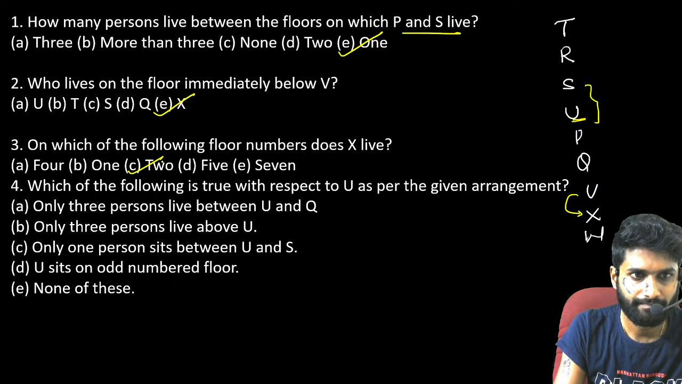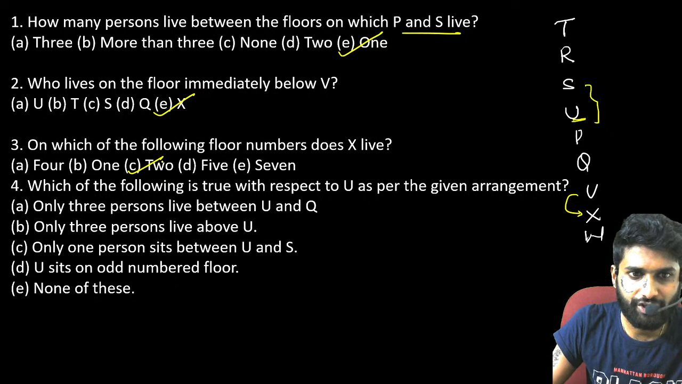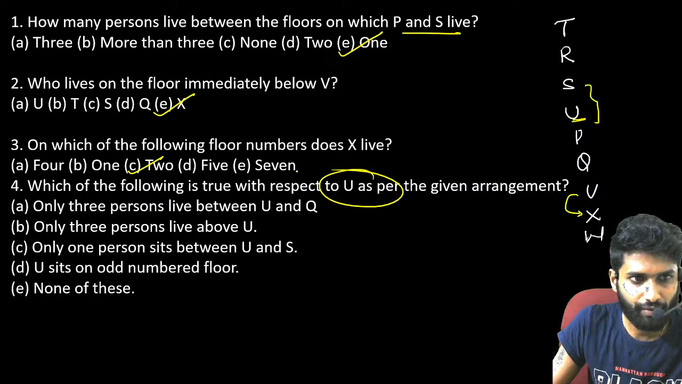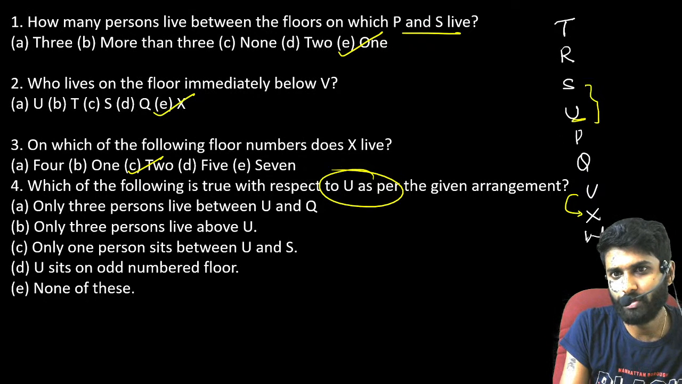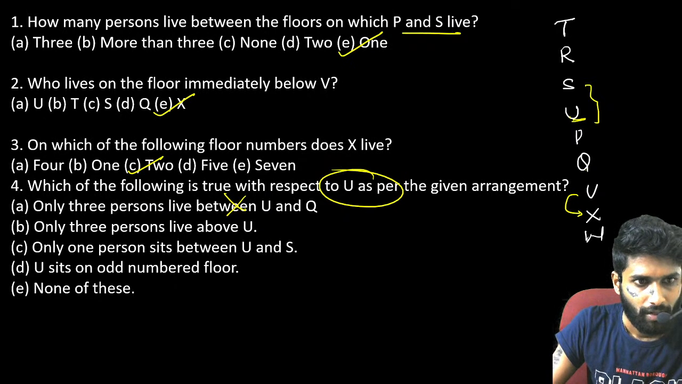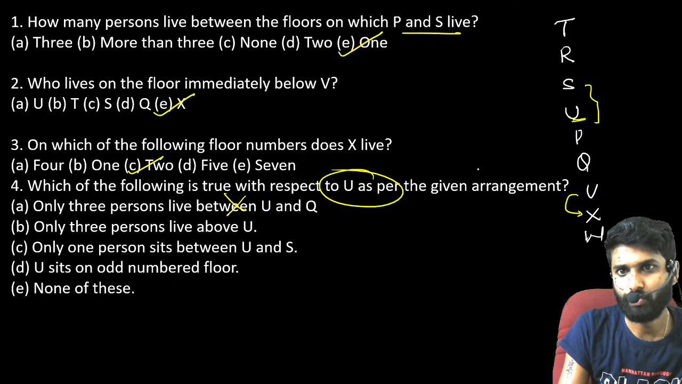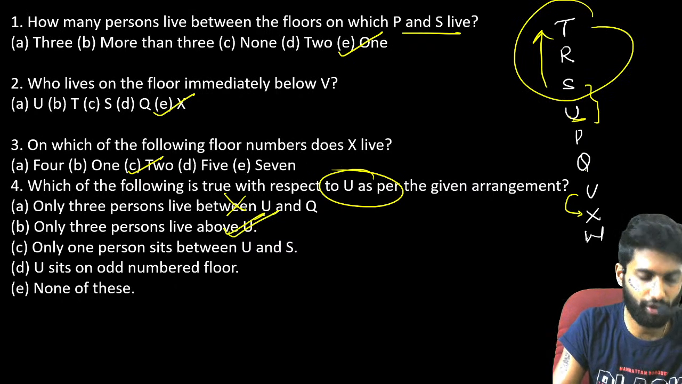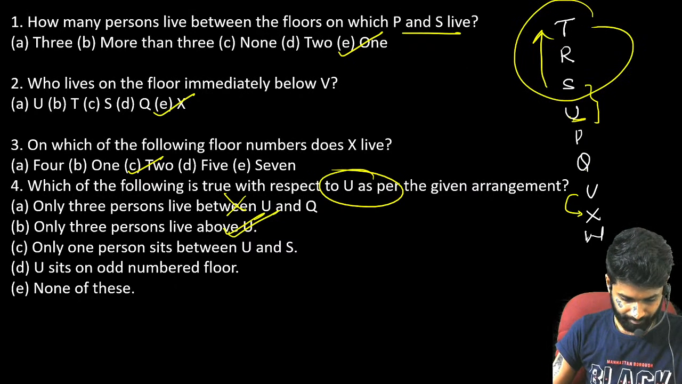Second floor. Which of the following statements is true regarding U as per the arrangement? Take it as a suitable statement for U. Only three persons between U and Q. That is absolutely wrong. Only three persons live above U. That is the perfect suitable statement for U. So that is true.